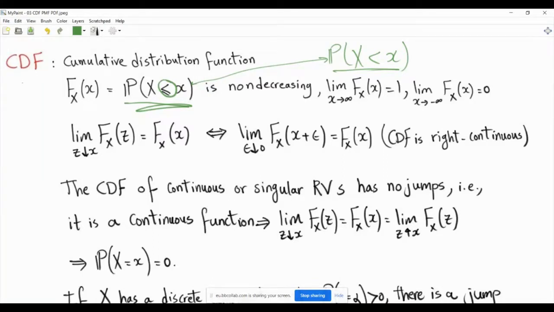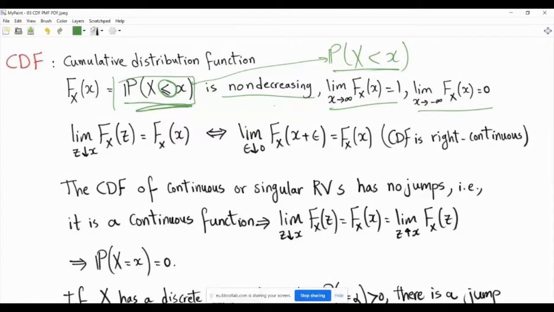Okay, so you need to stick to the definition. The CDF is the probability that big X is less than or equal to small x. It's a function. Its limit as x goes to plus infinity is 1, and as x goes to minus infinity is 0. It is non-decreasing. It may remain flat, as we have seen for discrete random variables, and it may increase, but it never decreases. It may have discontinuities. That's not a problem, and we have seen this for discrete random variables.